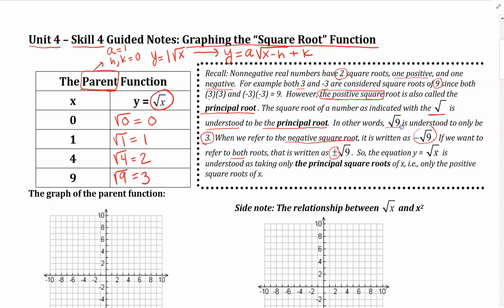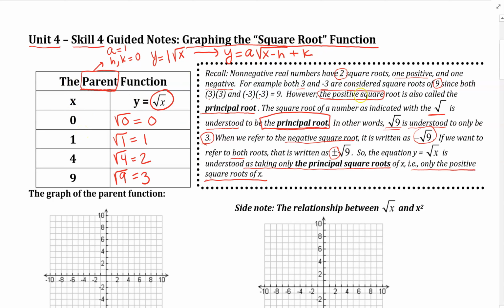But if all you're looking at is a plain square root sign, then we need to understand that that is only referring to the positive root, which is the principal root. So when we look at this equation, y equals the square root of x, we understand that we are only taking principal square roots of x for every single one of them. So we're only taking the positive square roots of x for every single x that we plug in here. Okay, so my y values are only ever going to be positive, as are my x values in this function.